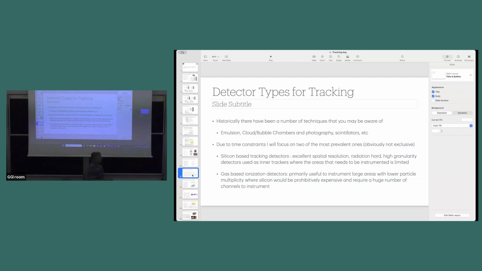And that's also very good for areas that have a limited amount of area or volume that needs to be instrumented. There is a very long tradition of gas-based ionization detectors going back over 100 years. Although the technology is older, there are developments. We'll talk about a few of them. But it's primarily useful when you need to instrument a very large area or volume, as you do in muon spectrometers, for example, where you have a lower particle multiplicity and where silicon would just be extremely expensive to cover this entire volume. It also would be a huge number of readout channels that you wouldn't necessarily need because of the relatively low particle multiplicity in most of that region.